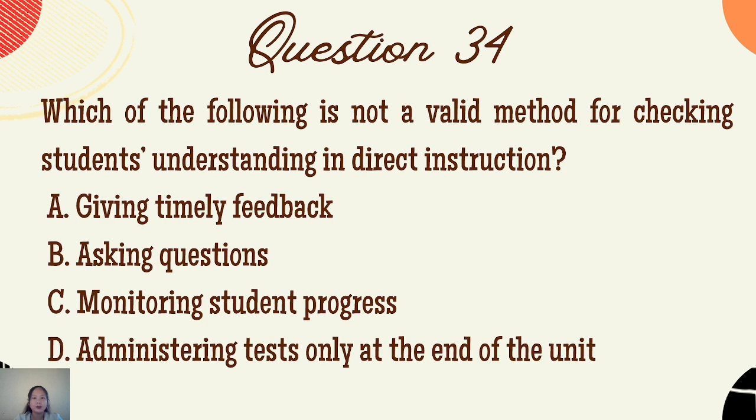Now, question number 34. Which of the following is not a valid method for checking students' understanding in direct instruction? So the correct answer is letter D, administering tests only at the end of the unit. So effective direct instruction includes ongoing assessment and feedback, not just testing at the end of the unit.